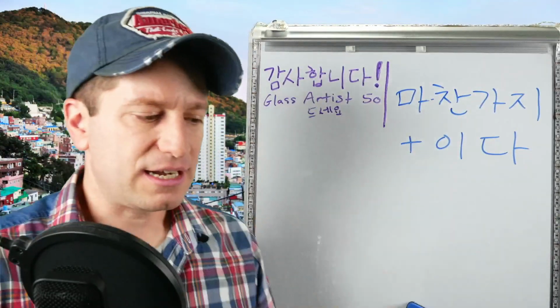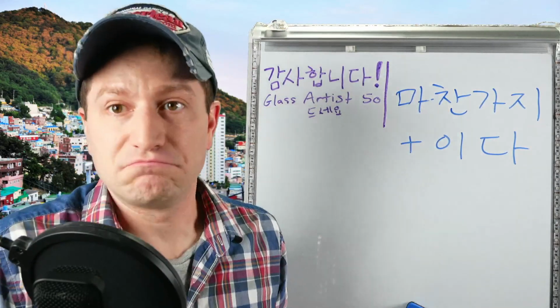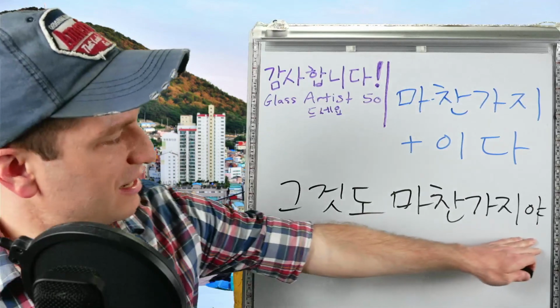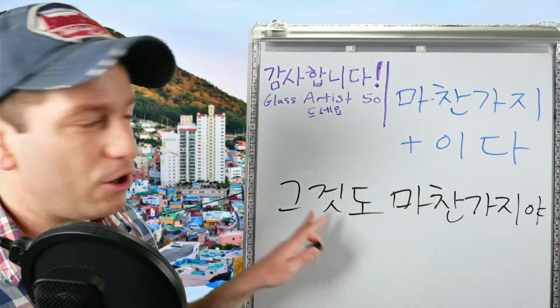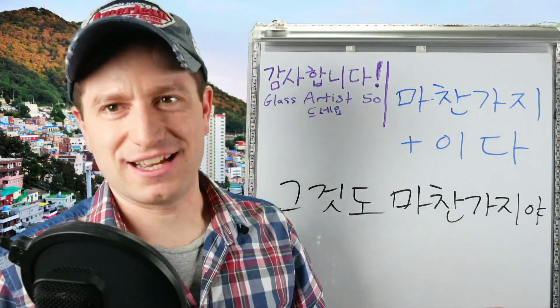You can use 마찬가지 on its own to just say that something or someone is the same. For example, 그것도 마찬가지야. 그것, that thing, also is the same. That's also the same. 그것도 마찬가지야.